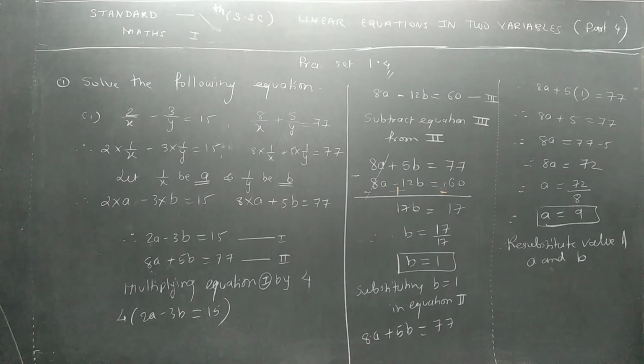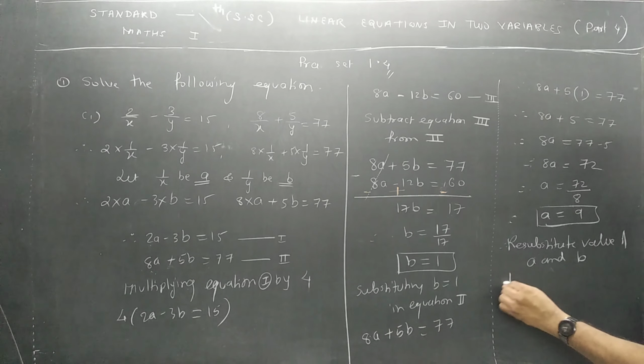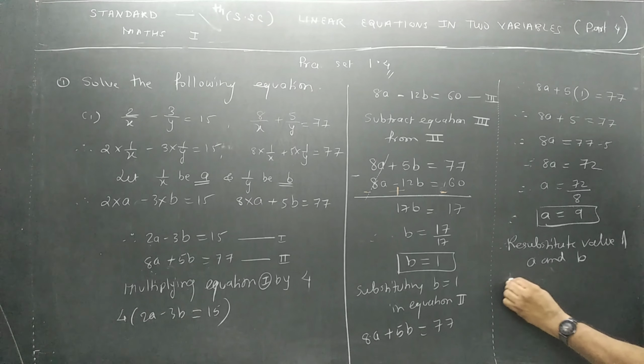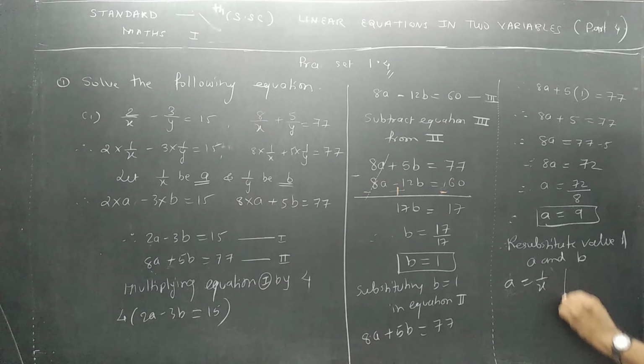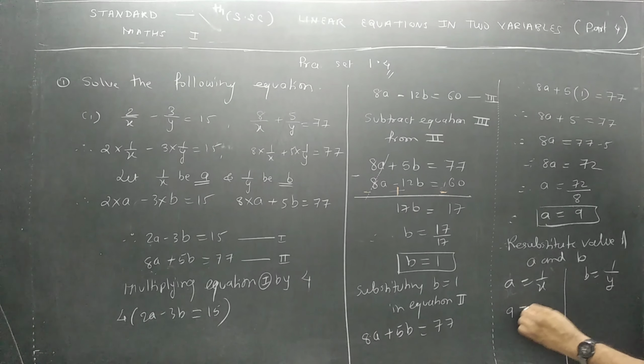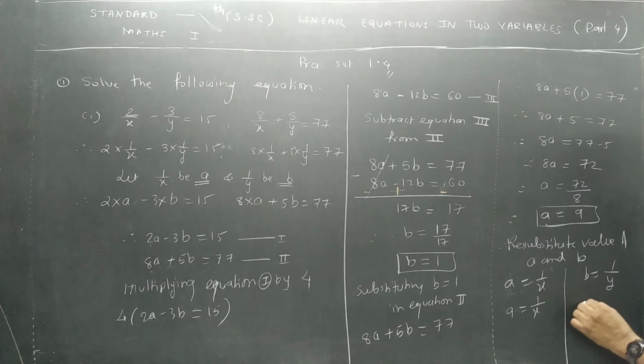What is A? So what have you written? 1 upon x is equal to A, or we can write A is equal to 1 upon x and B is equal to 1 upon y. So what is the value of A? We got 9. 9 is equal to 1 upon x, or 1 is equal to 1 upon y. So 9x is equal to 1 and y is equal to 1.